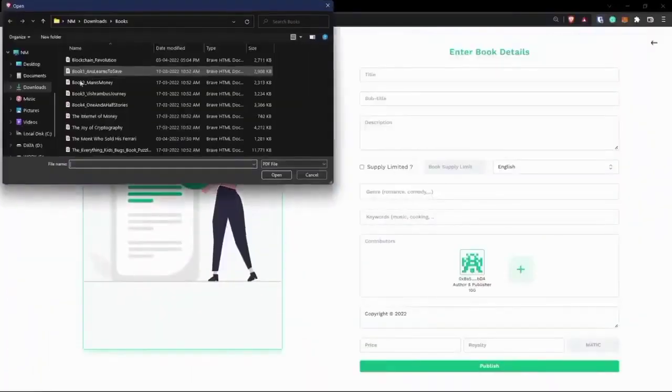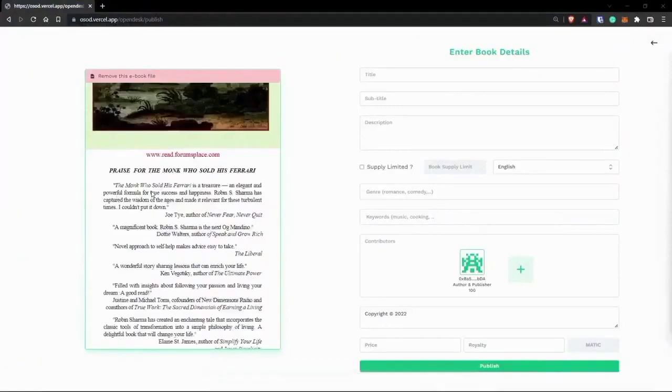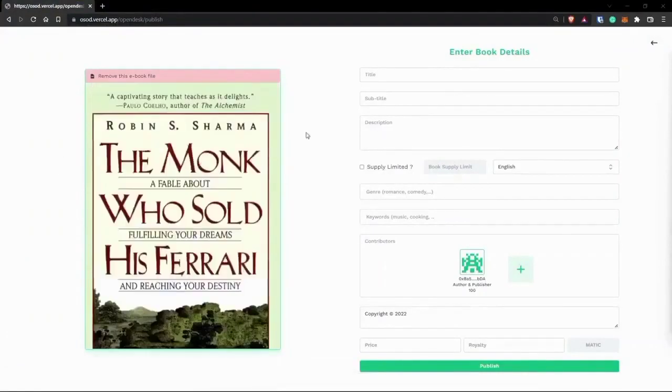And this shows how an author can publish a book, filling in the basic details. An author can also limit the supply of the book in the market, which is the number of books that can be bought directly from the author.